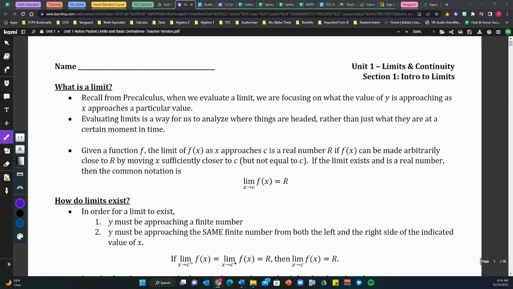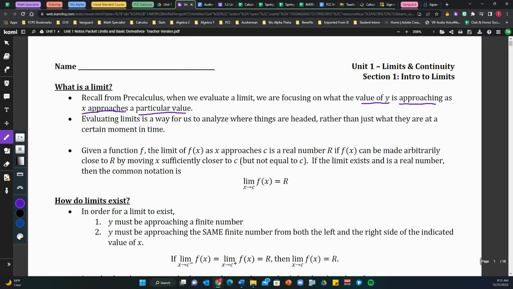A lot of people think of a limit as simply the value of a function at a given value of x. And while sometimes that's true, that's not always the case. More accurately, when we think of a limit, we want to focus on what the value of y is approaching as x approaches a particular value. It's not always about what the function is equal to at a given value of x, but rather what it's working towards. So evaluating limits is a way for us to analyze where things are headed rather than just where they are at a certain moment.